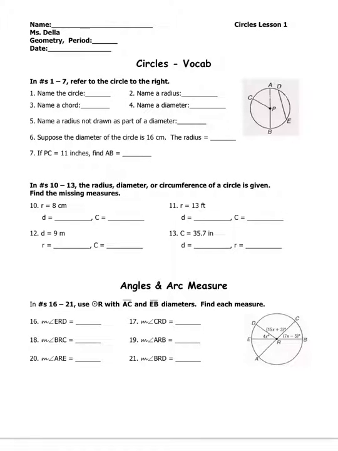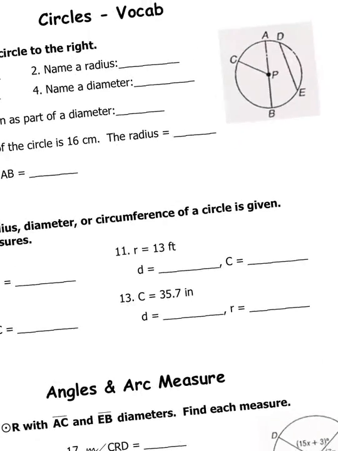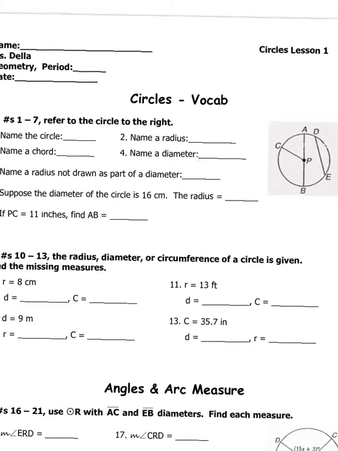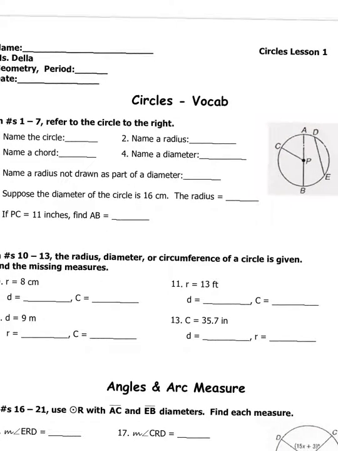Alright, this is Circles Lesson 1. The first 7 questions refer to the picture at the right. First, we just need to name the circle. So remember, we name that circle based on the center point. I have a center point of P, so I would name it using the circle symbol and then a P.